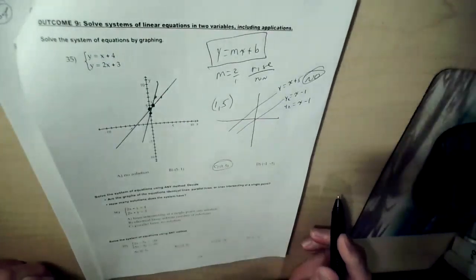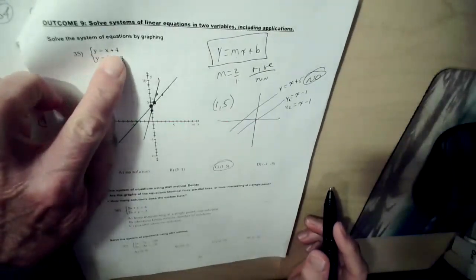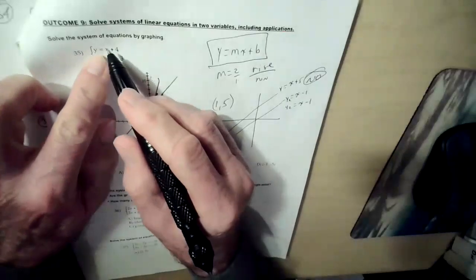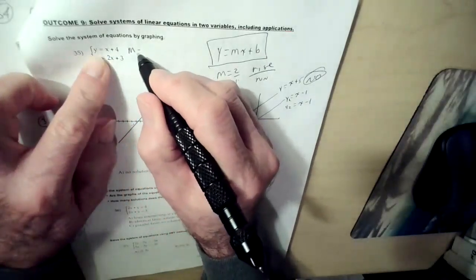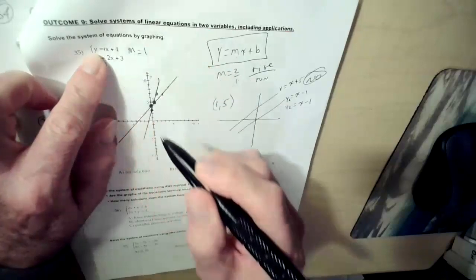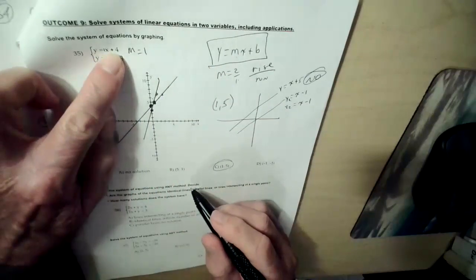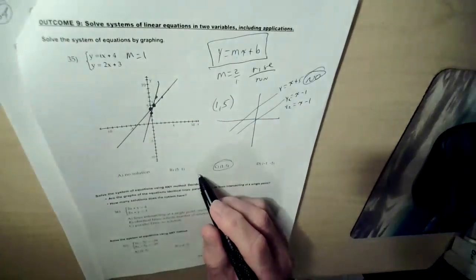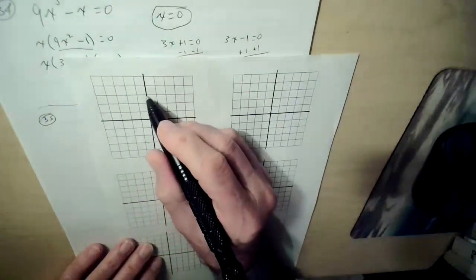35. They want you to solve by graphing. Now, remember, this is y equals mx plus b. So on this one, our slope is 1, right? There's a 1x right here. And the y-intercept is 4.